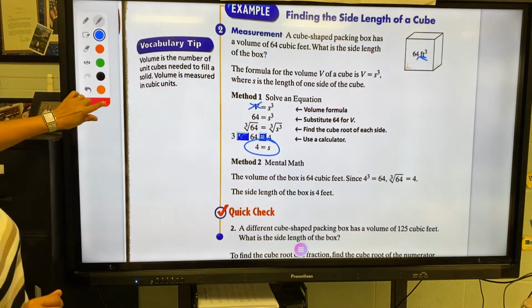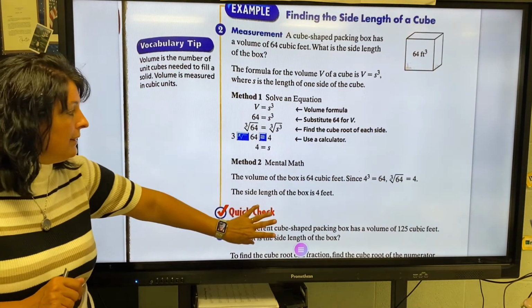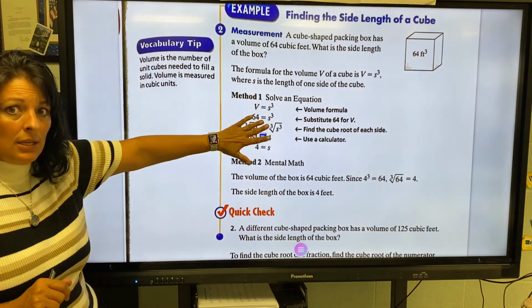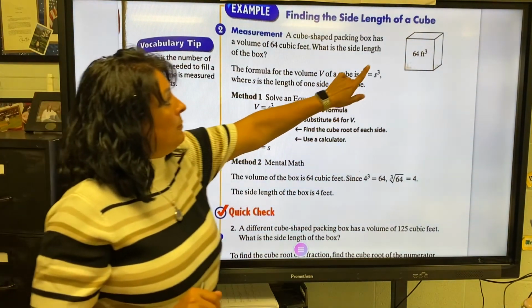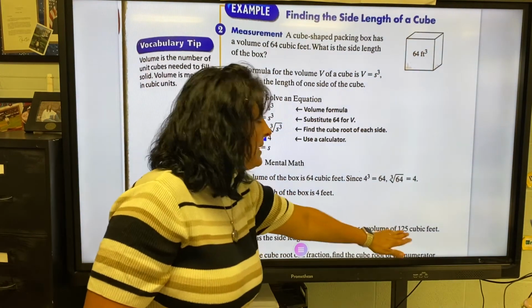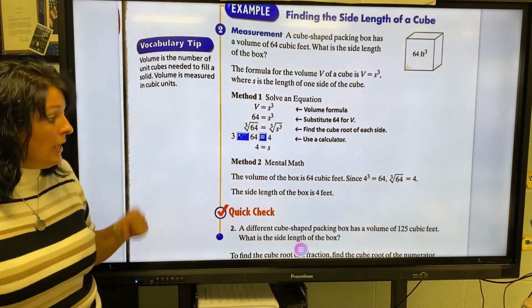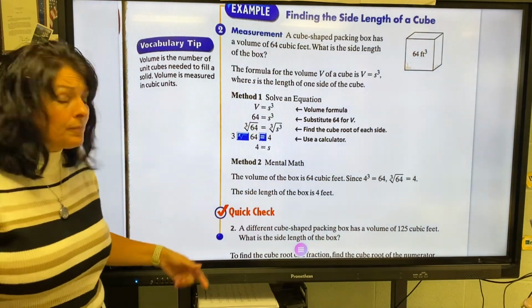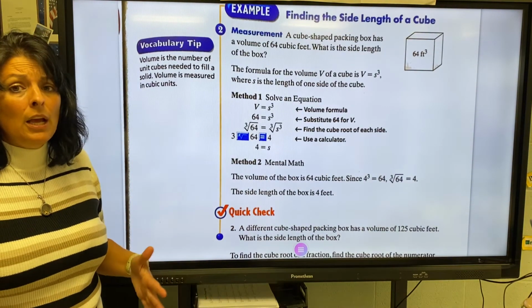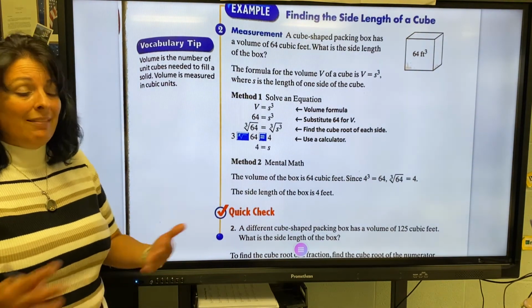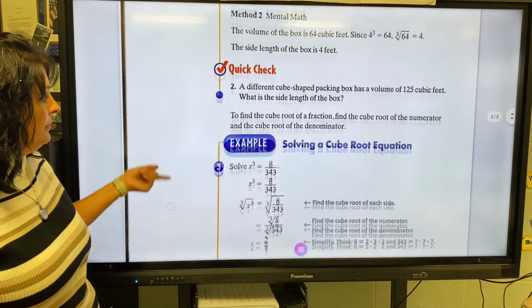All right, the next one asks you to do it. You're applying this information to this problem. So instead of it being 64, it's now 125 cubic feet. Pause the video, try the equation, and then hit resume when you're ready to go.